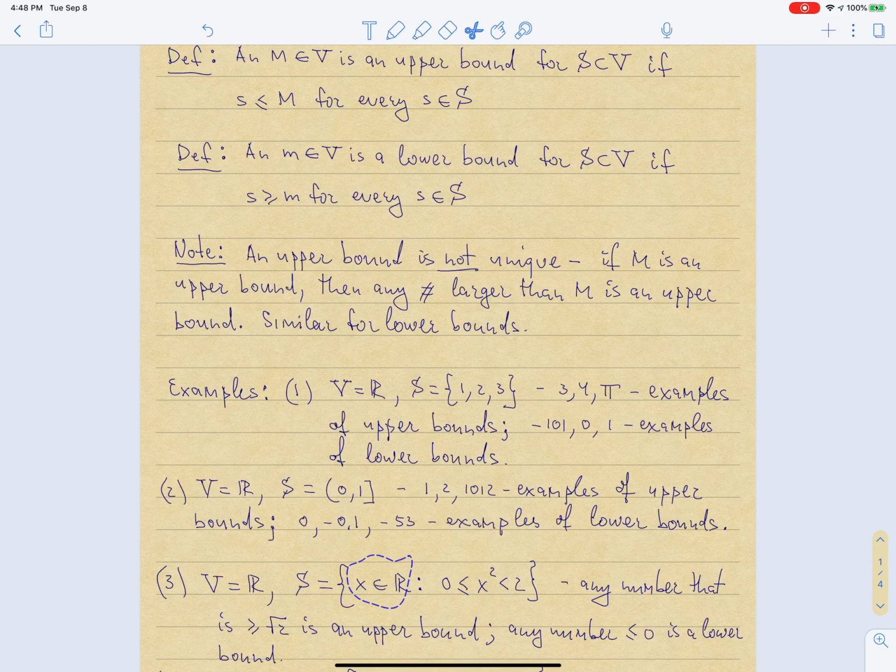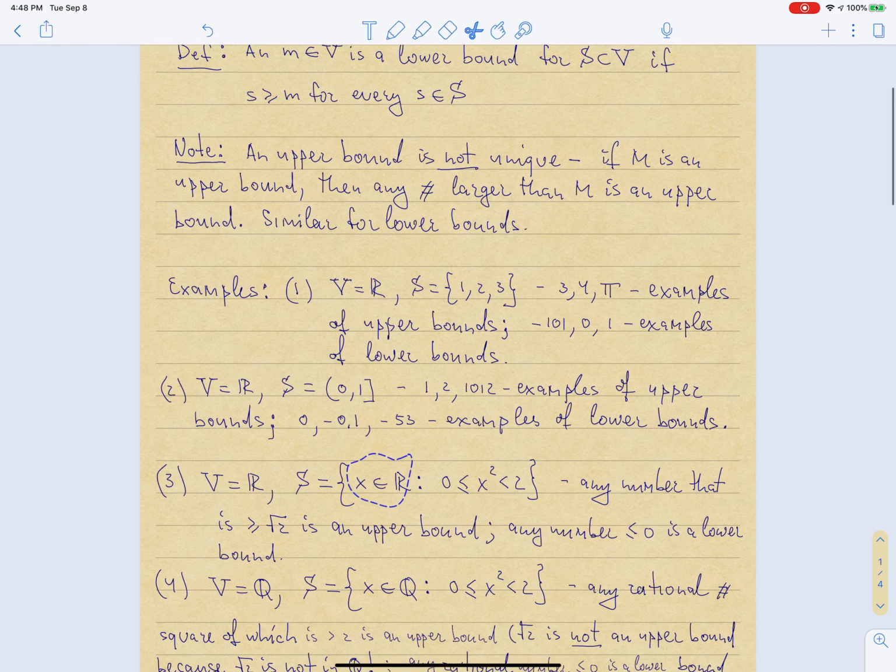Well, then any number which is equal to square root of 2 or bigger is an upper bound because it dominates all numbers in capital S. And any non-positive number is an example of a lower bound. So 0 is a lower bound, minus 6 is a lower bound, minus 2053 is a lower bound, and so on.